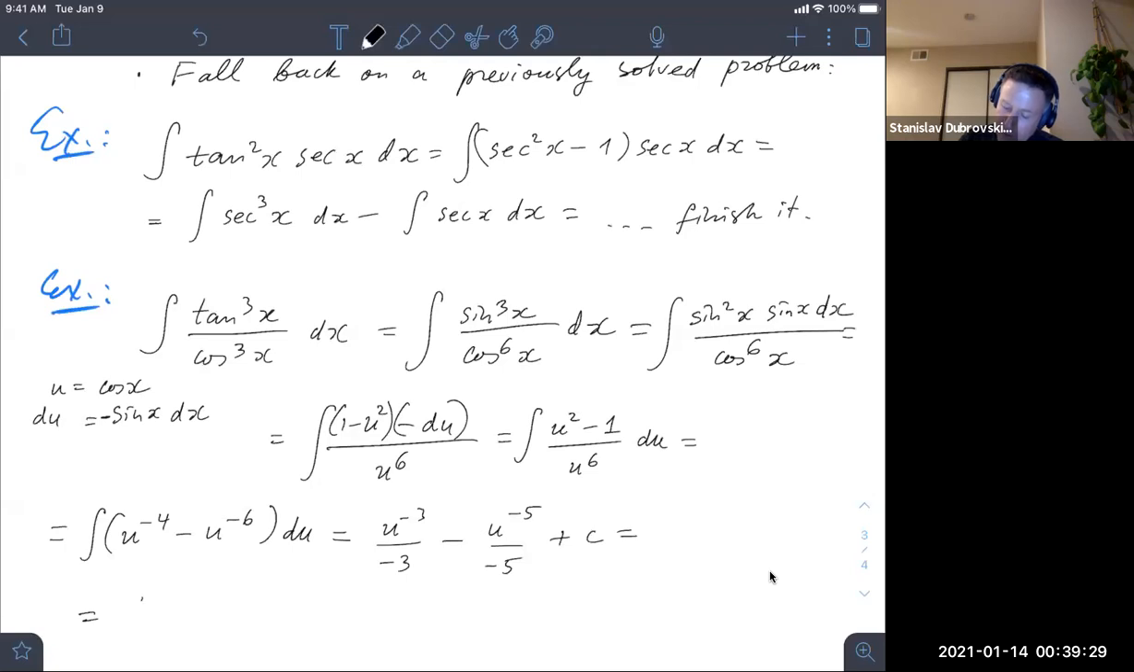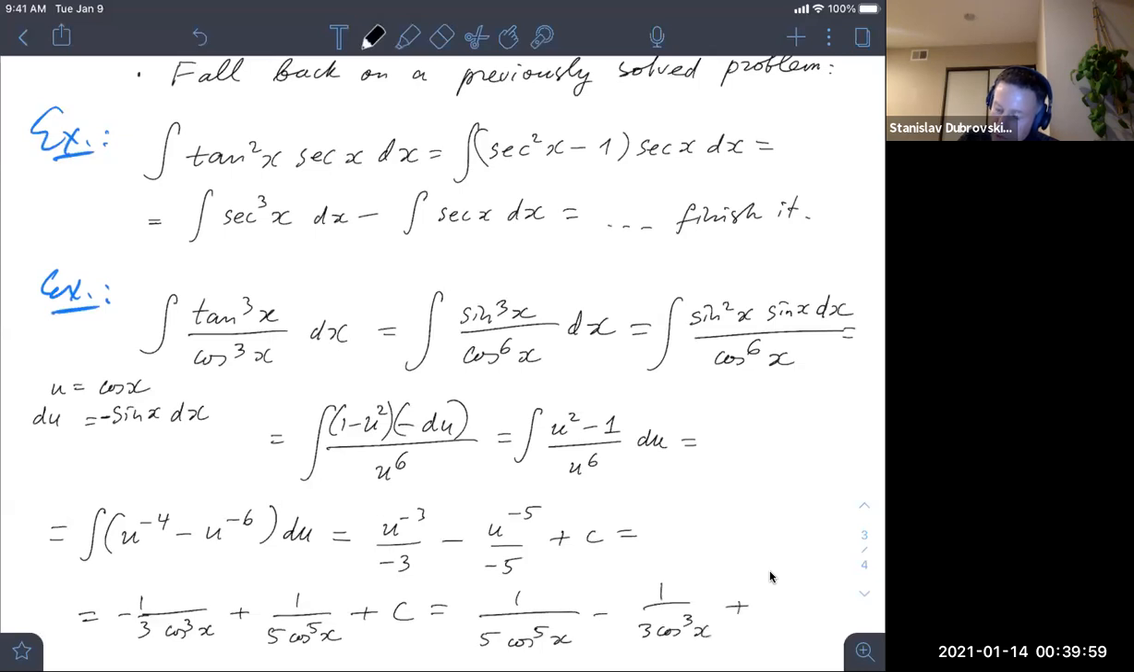So to finish, we'll just convert back from u, which is cosine x. So we can put cosine cube x on the bottom plus 1/5 cosine 5th x on the bottom plus c. Maybe a little bit more elegant is to start with the highest power. And that's the final answer.